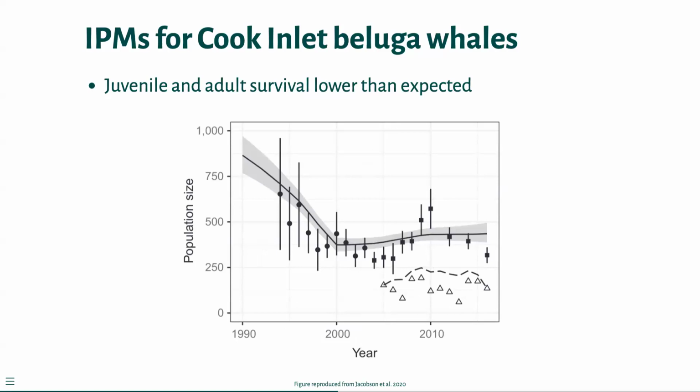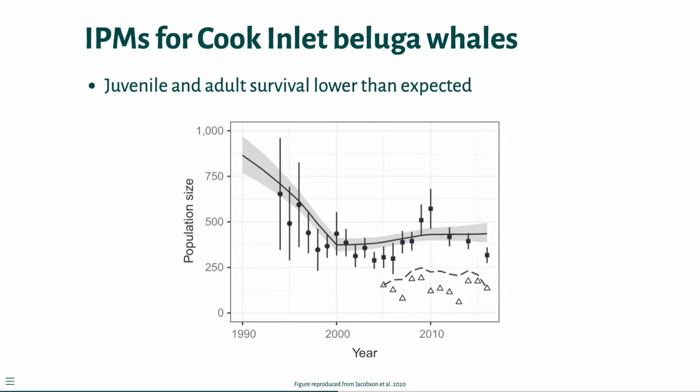So this is the model estimate of the total population size, this black line here, plotted over the aerial survey estimates of abundance. As we suspected, the population underwent a steep decline, and then there's maybe a slight increase, but not as much as we would have expected. And we found that juvenile and adult survival were somewhat lower than what we would expect for a population that's just been released from hunting pressure.